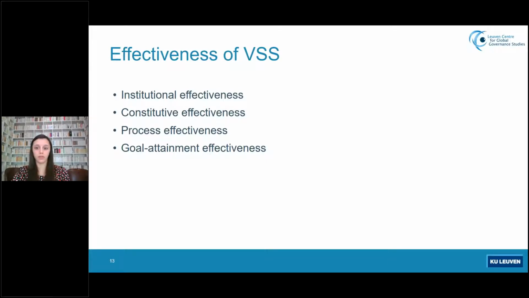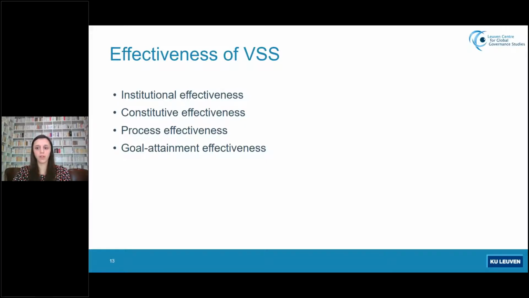And third, process effectiveness also refers to how widely VSS are adopted. And then goal attainment effectiveness refers to the degree to which VSS achieve the specific goals that they set out in the principles and in the standards on the ground. So it's really about evaluating the socio-economic and environmental impacts of VSS on the ground for producers.